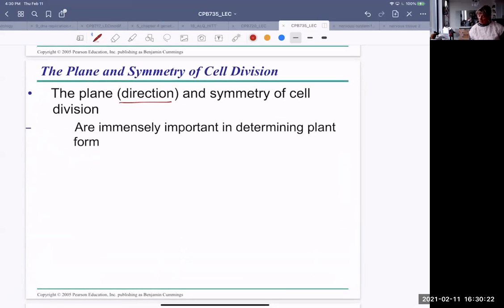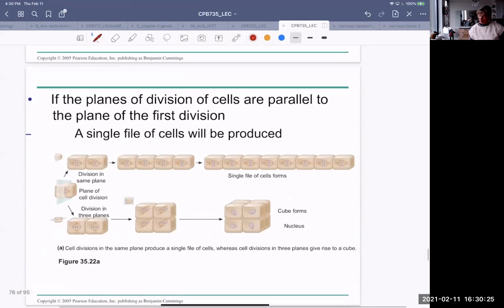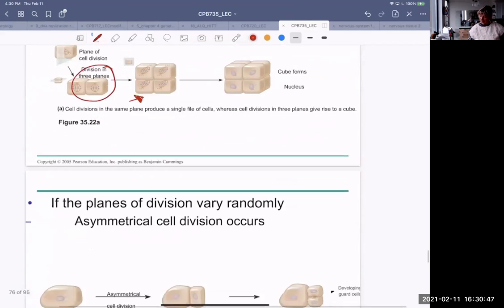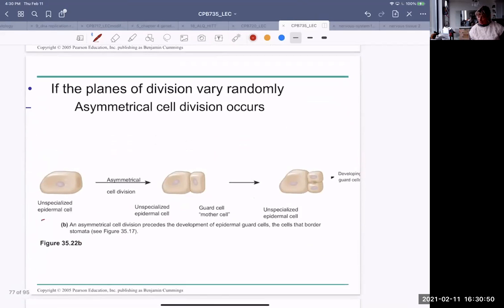Yeah, and the direction's pretty interesting too. Pretty important. So they're called planes of division of cells. Sometimes they're parallel like this. So they'll just divide and stay on the same plane. Sometimes they'll divide in 3 planes and they'll become a cube. So they'll grow in volume. And sometimes it's quite asymmetrical. So here's an unspecialized epidermal cell. It will divide, and the daughter cell, one of them, will become a guard cell. Then it will divide again and form another guard cell. And these are 2 guard cells.